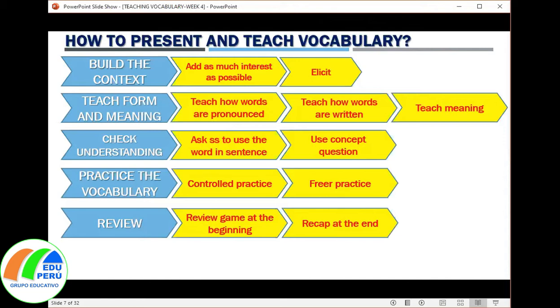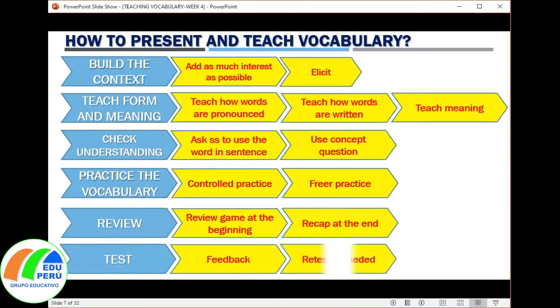For example, if you use it at the beginning, notice here the word, you're making a review related to the previous class. And finally, you can test. This is optional. You can test. So it means that you're going to give feedback and retest if needed. You can check if your students couldn't understand or couldn't get these new words, so you can test it again, no?